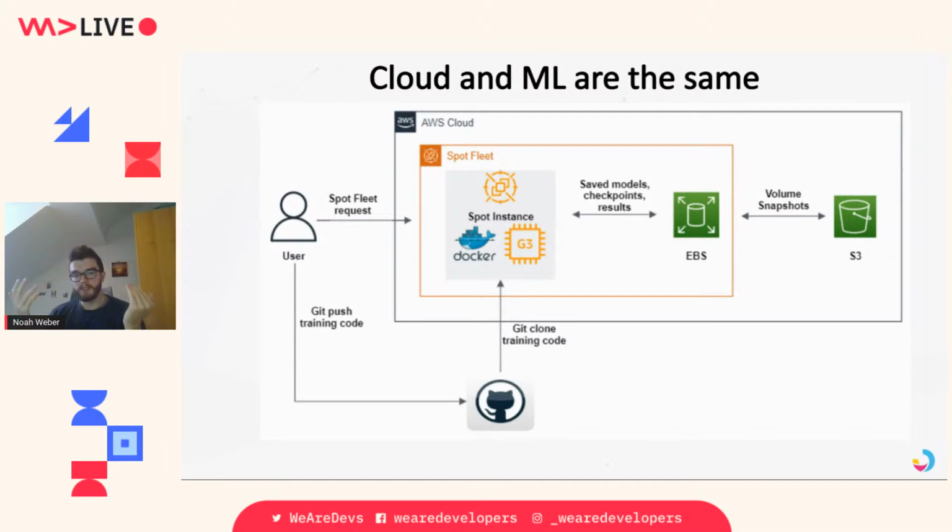We have created a simple solution with, on AWS Cloud, the so-called spot instances that are very cheap, but they die if the demand is higher somewhere else. So we needed to make sure that these spot instances, or the spot fleet, is persisting or saving models, checkpoints, and results, as you can see in the middle, to the EBS volumes, and then we are taking snapshots to the S3.